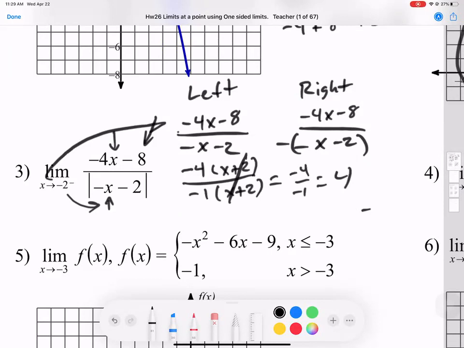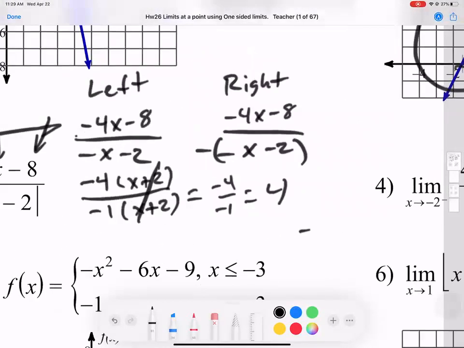On the right side, though, it would actually give us a whole different answer. If I go ahead and try on the right side, doing the same thing, -4 times x plus 2 over, that negative goes away, so just x plus 2. Those also divide out. And the right limit would be -4. So without graphing it, we can see that the left side would have been 4, and the right side would have been -4. Now let's go ahead and look at the graph.